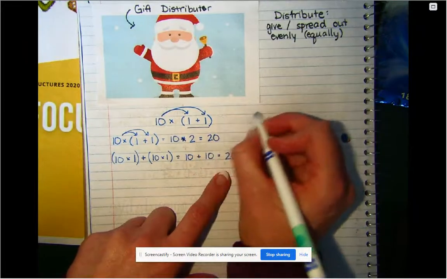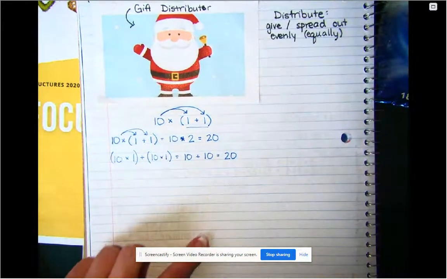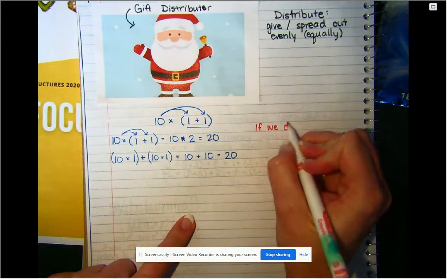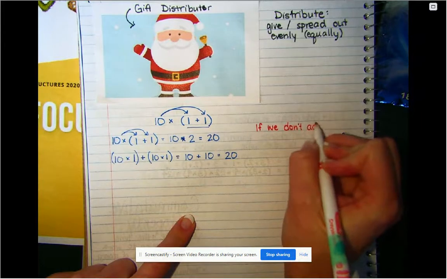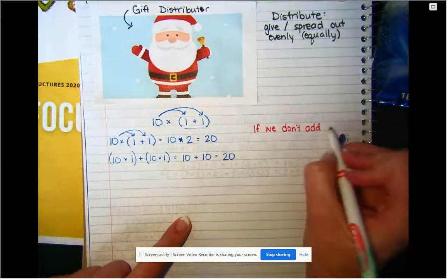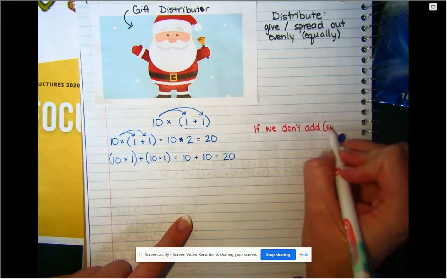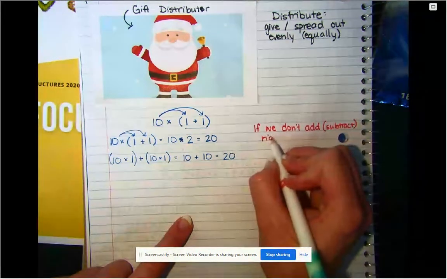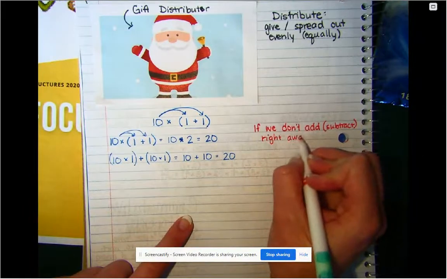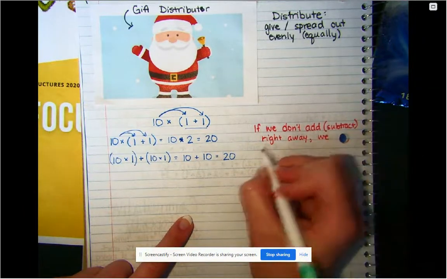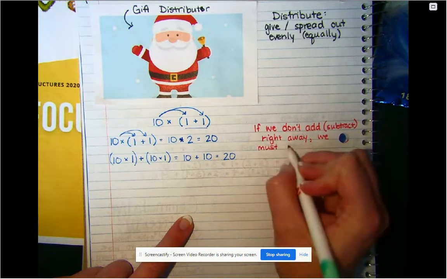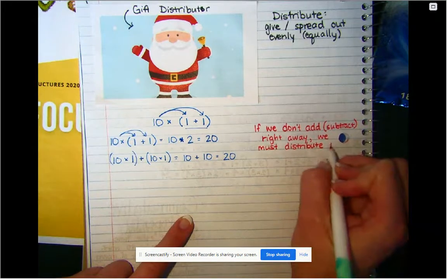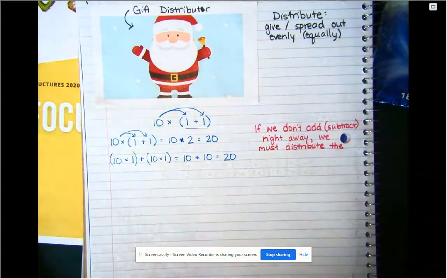okay, so I'm going to change colors here. If we don't add or subtract, because that might be what's in the parentheses, right away, we must distribute the multiplying.